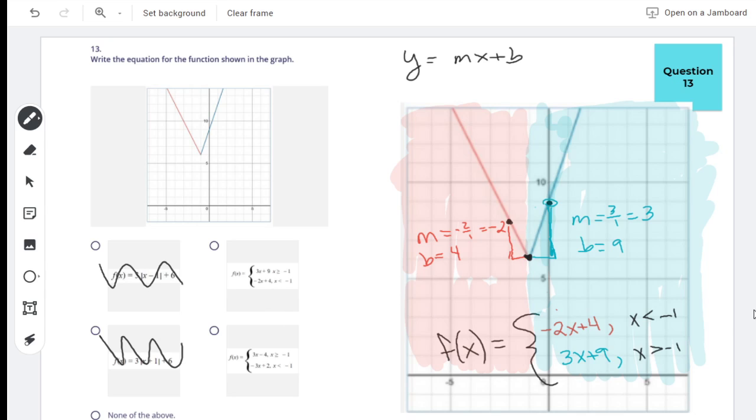Both of these have the top line with the little tick mark. Now we just need to identify which of our solutions works here. If you notice, the negative 2x plus 4 and the 3x plus 9 line up right here. And they actually had the tick mark on this one because I was out of order. Oopsies. There we go. Now we match a little bit better.